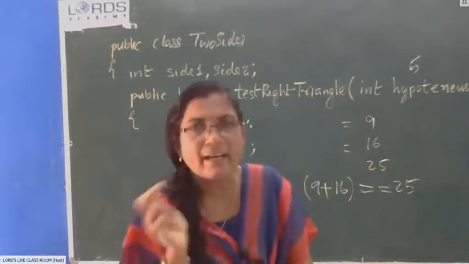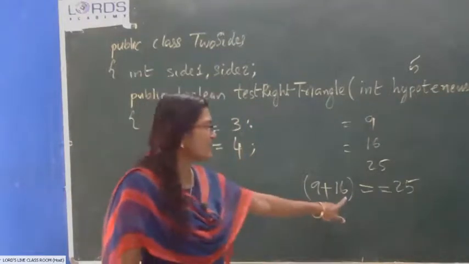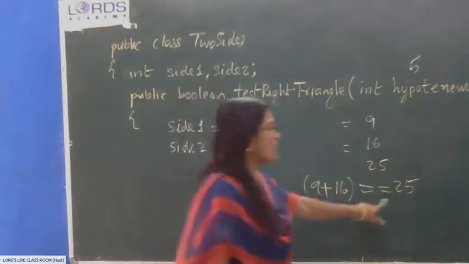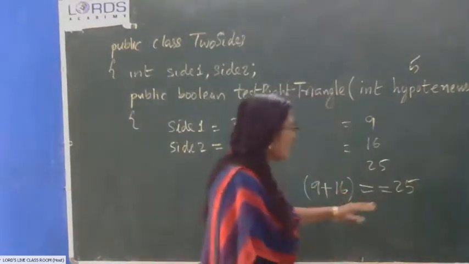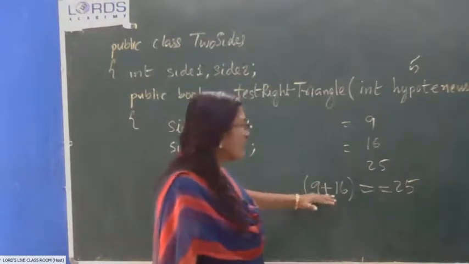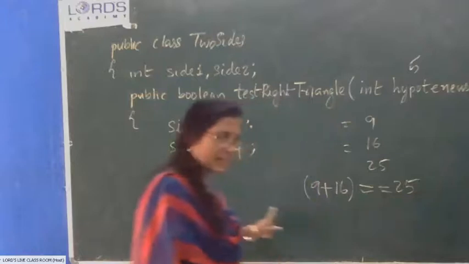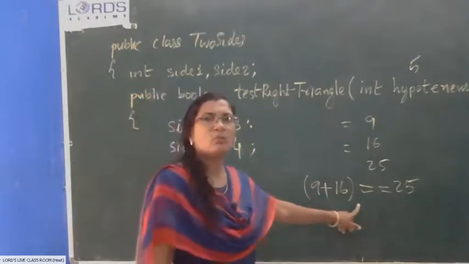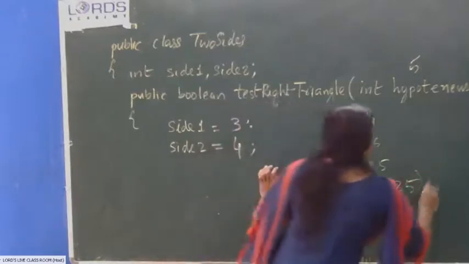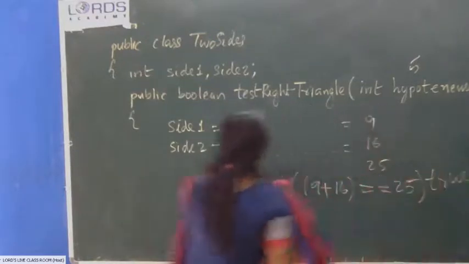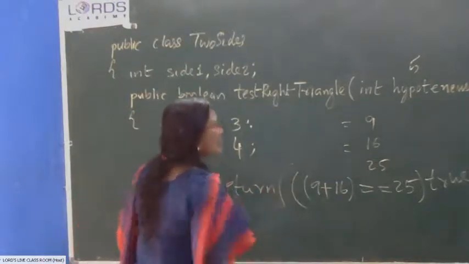Side 1 squared plus side 2 squared. Side 1 squared is 9 plus side 2 squared equal to hypotenuse squared, isn't it? So the calculation should be performed first and then that value should be compared with the hypotenuse squared. In this case, 9 plus 16 is 25. 25 equal to 25. Yes, true. So that value will be returned by the return command. The return command will return this true.